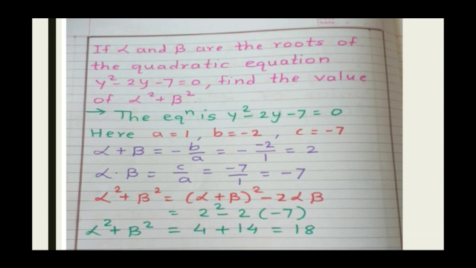Here we get a is equal to 1, b is equal to minus 2, c is equal to minus 7. Alpha plus beta is equal to minus b upon a, therefore minus b value is minus (minus 2) upon a value 1. Minus minus multiplication is plus, therefore 2 upon 1, answer 2. Alpha into beta is c upon a, therefore minus 7 upon 1 is equal to minus 7.